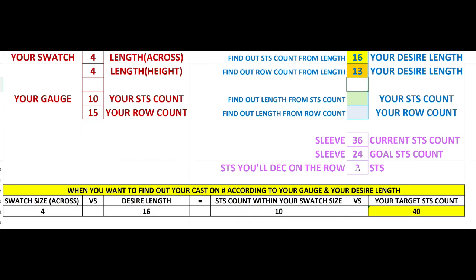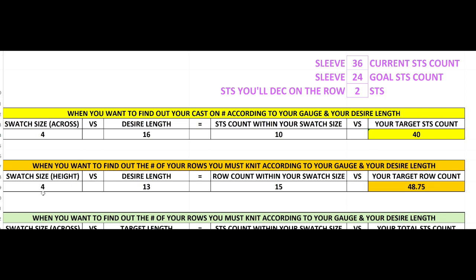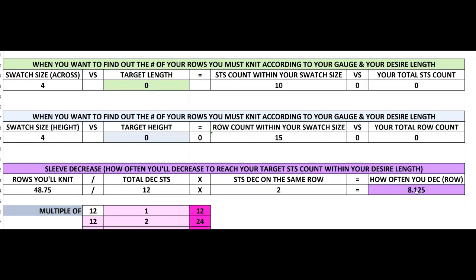Pink, go down. So here, okay, these are my numbers: 4 inch, my swatch, 13 inch, my desired length. And this is my gauge, 15 stitches width and 4. So what about 13? 48.75. So to reach 13 inches, I have to knit at least 49 rows, something like that. Okay, so let's go down.